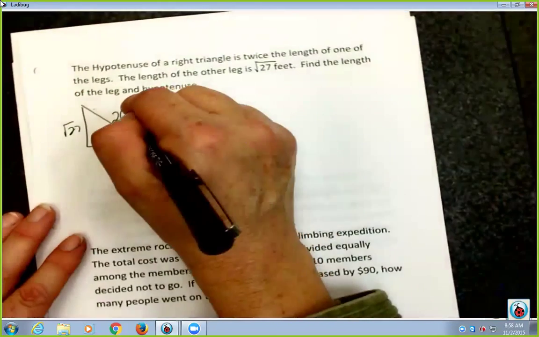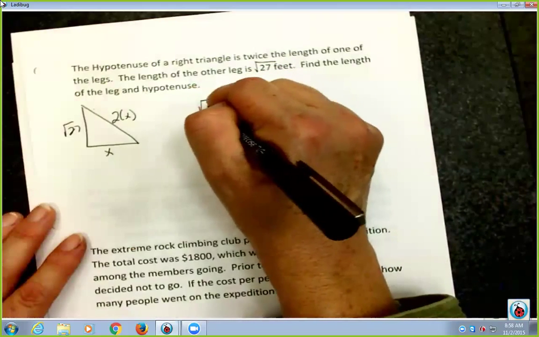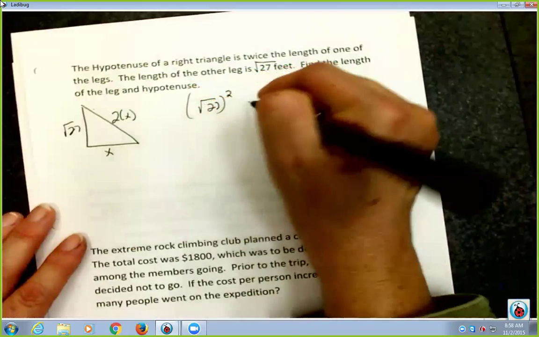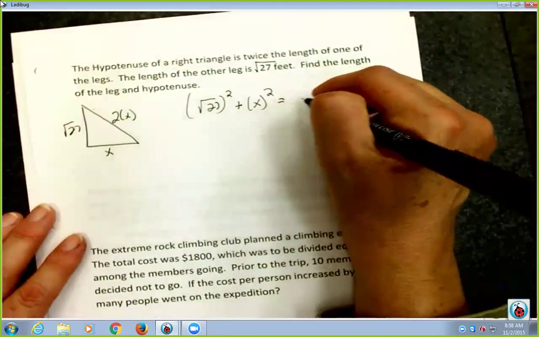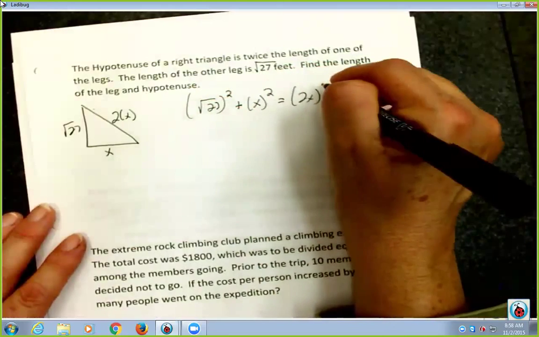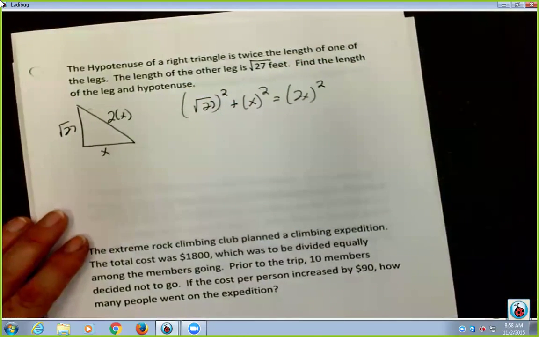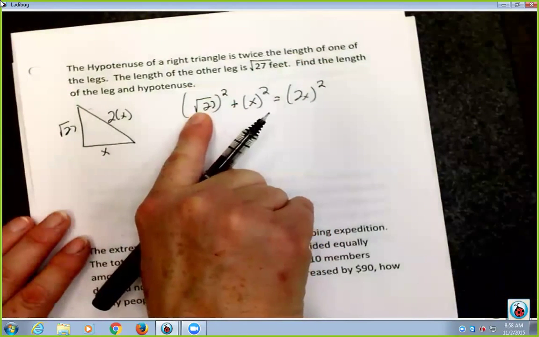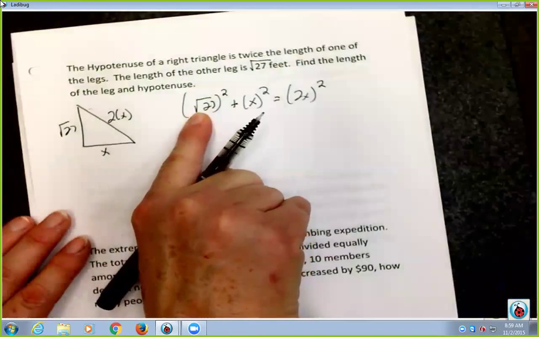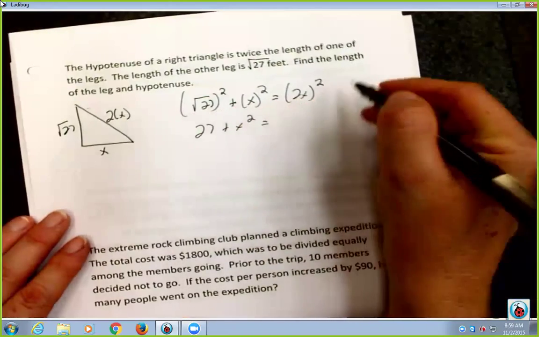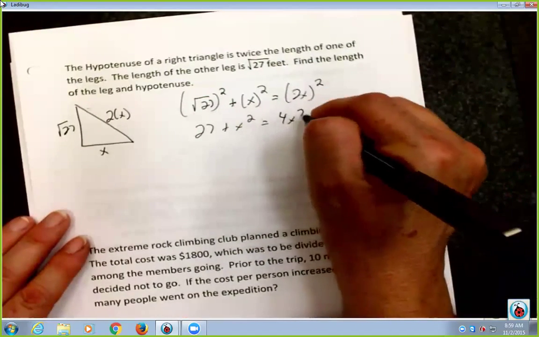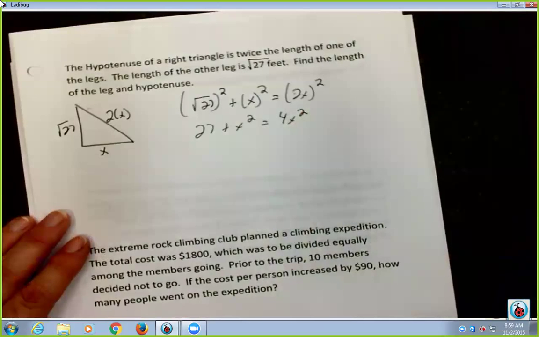So within this one, again, you're going to take the square root of 27 and square it, plus x squared is equal to 2x squared. Okay? So when you square the square root of 27, what do I get? Again, chapter 9 coming in there. I get 27 plus x squared is equal to 4x squared.